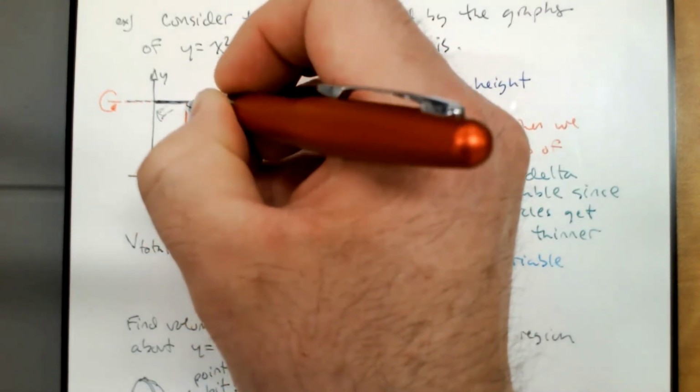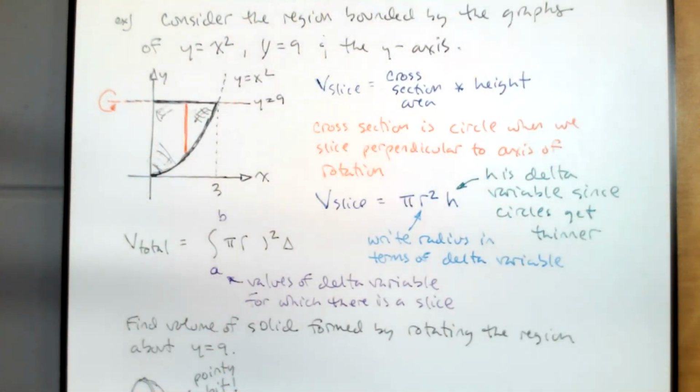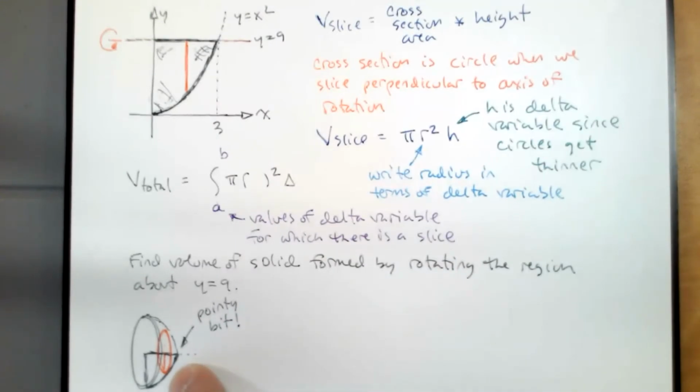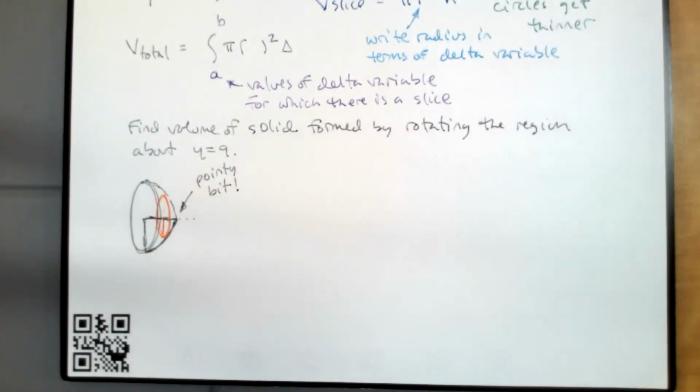So here is the slice of the region that rotates into a circle. There's the slice that rotates into a circle. The slice is perpendicular to the axis of rotation. So this gets rotated into a circle, like we see down here. That red line gets rotated into a circle.